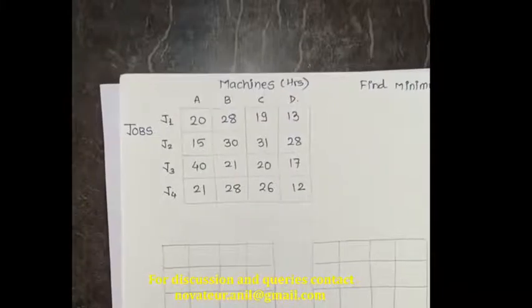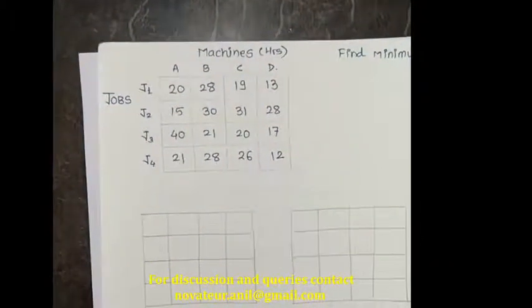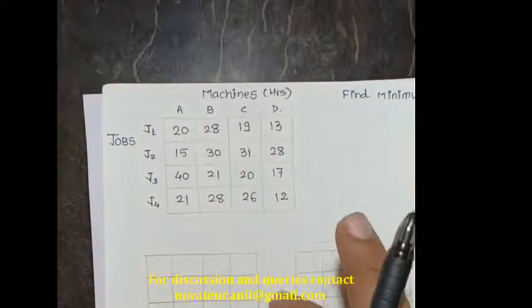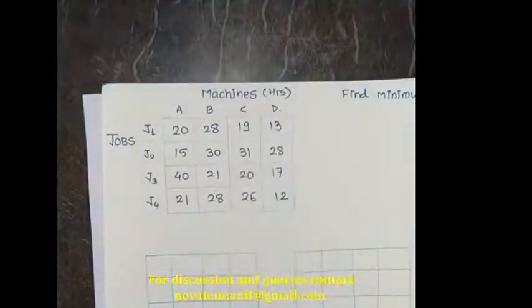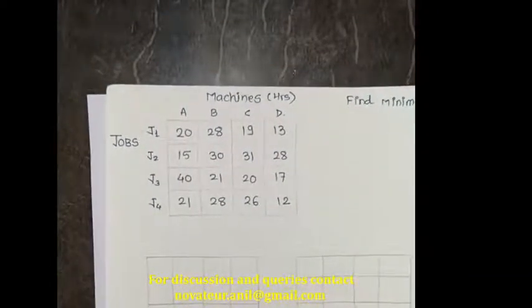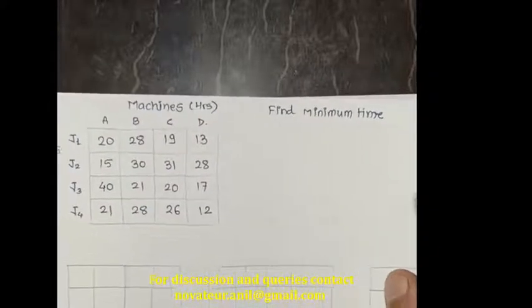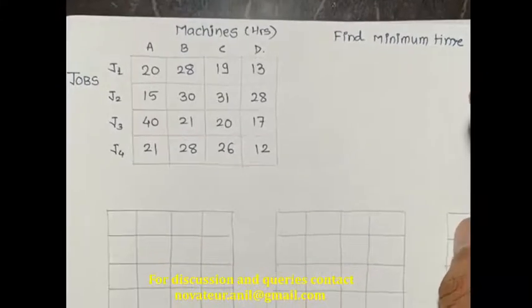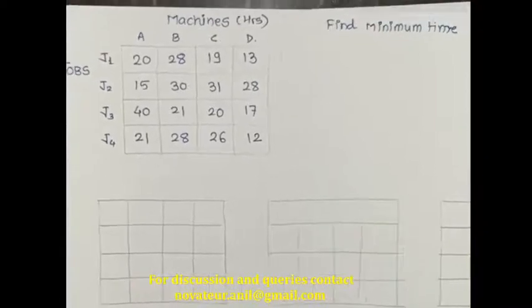Suppose this is a given problem wherein J1, J2, J3, J4, J5 are the jobs to be assigned to particular machines, and 20, 28, 19, as you can see, are the number of hours that machines are taking in order to perform that particular job. Now we have to find the minimum time allotted to all these machines so that in minimum time we can complete this particular activity.